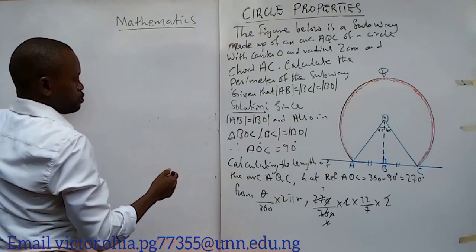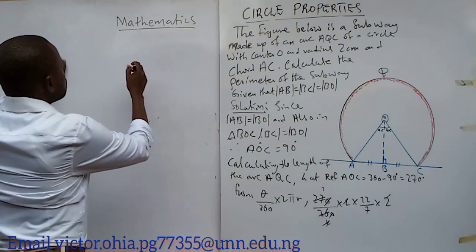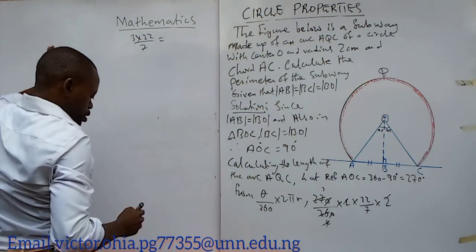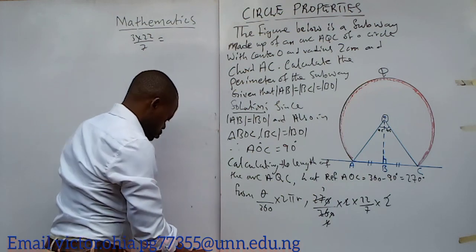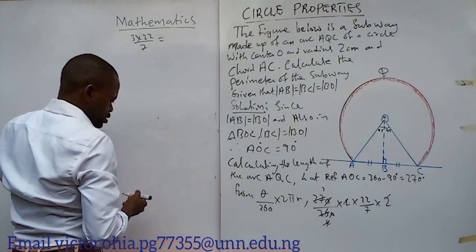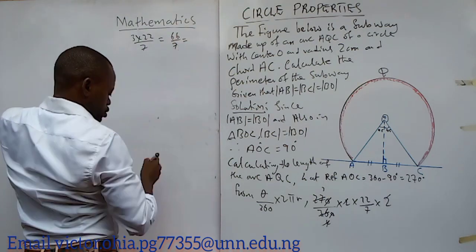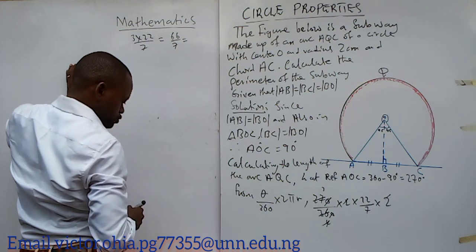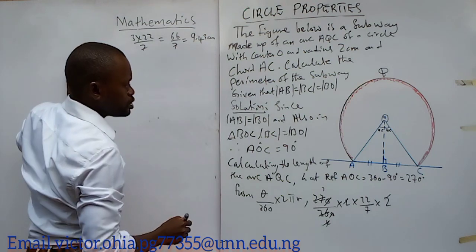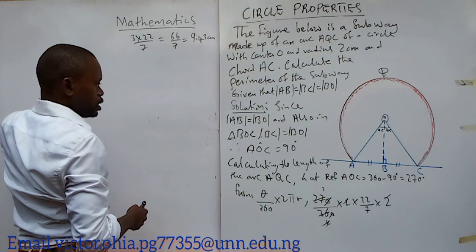So obviously what is left is 3 times 22 over 7. And in the calculation I have here, that will be 66 over 7, which is 9.43 cm. Is it in centimeters? Yeah, centimeters. So we will keep that aside.